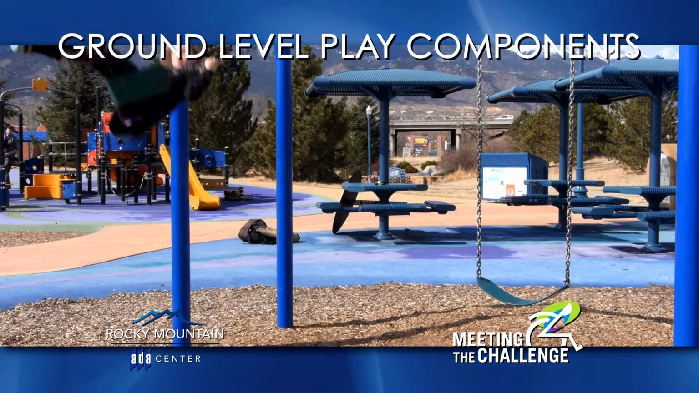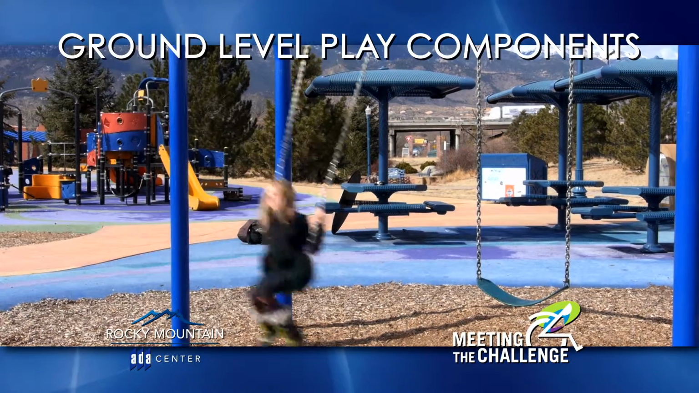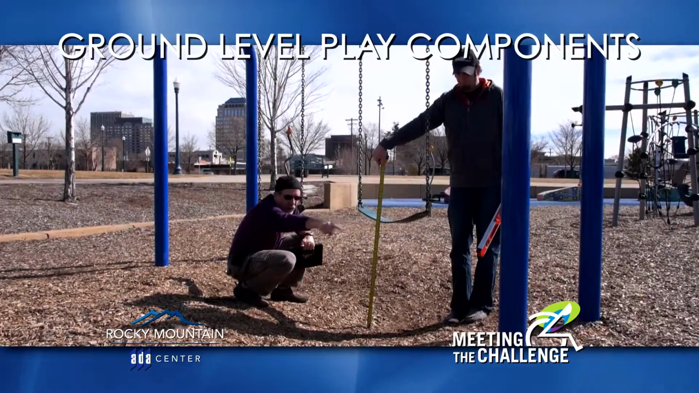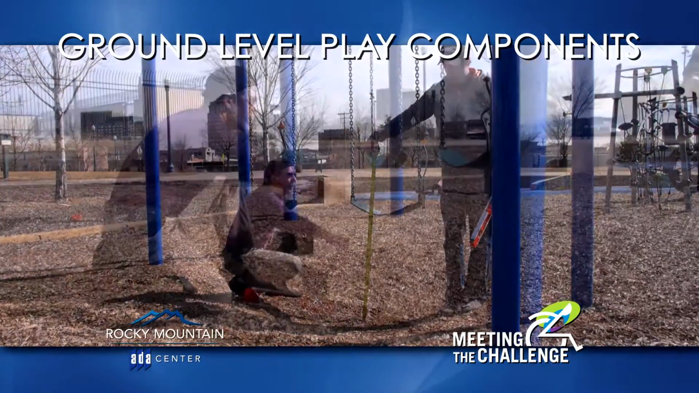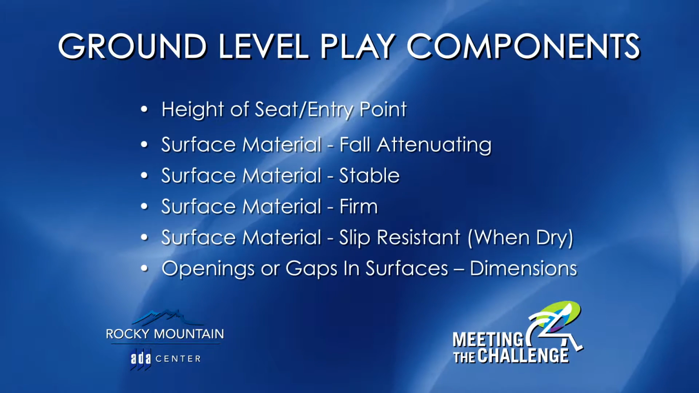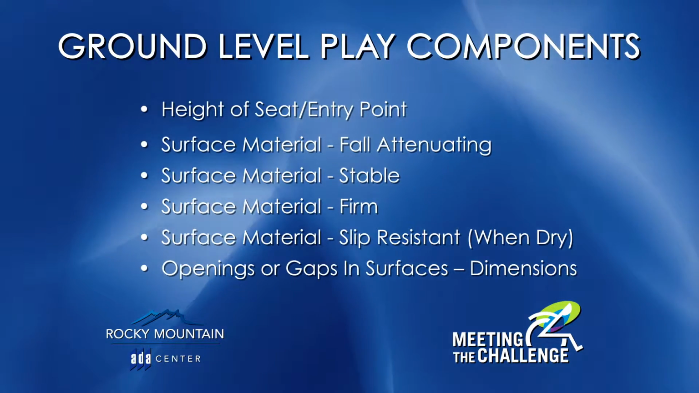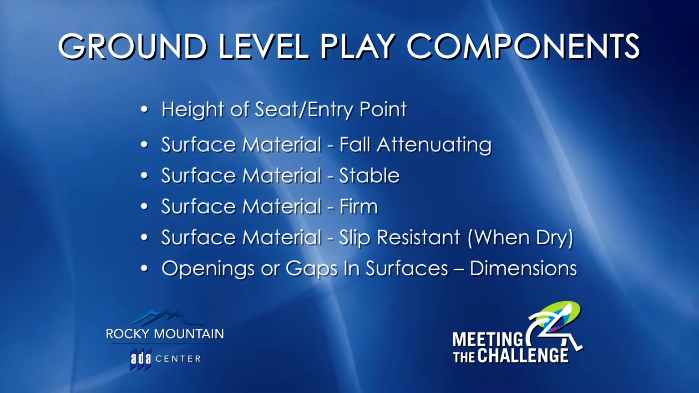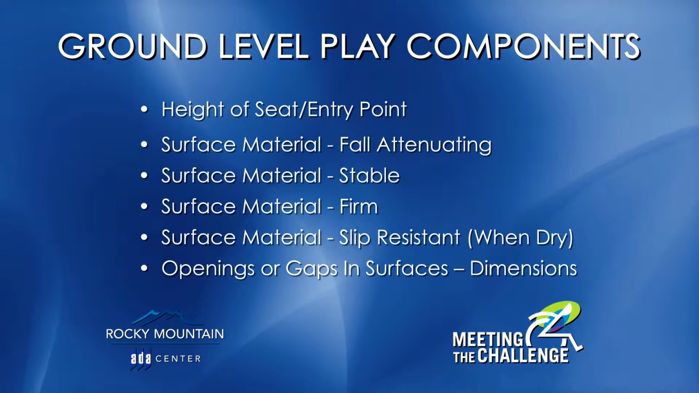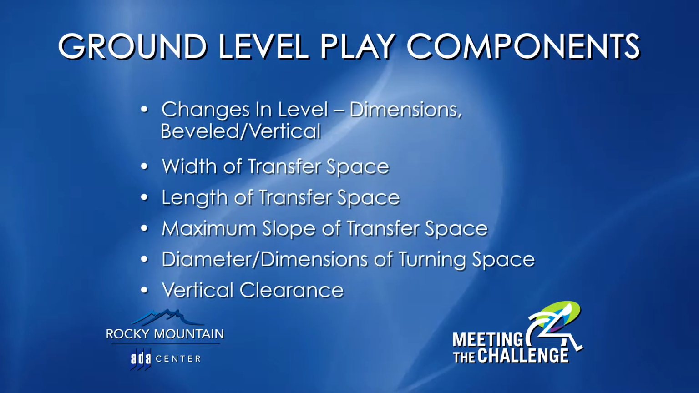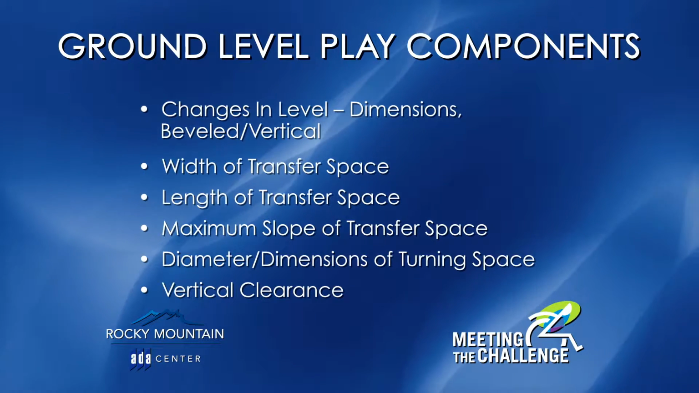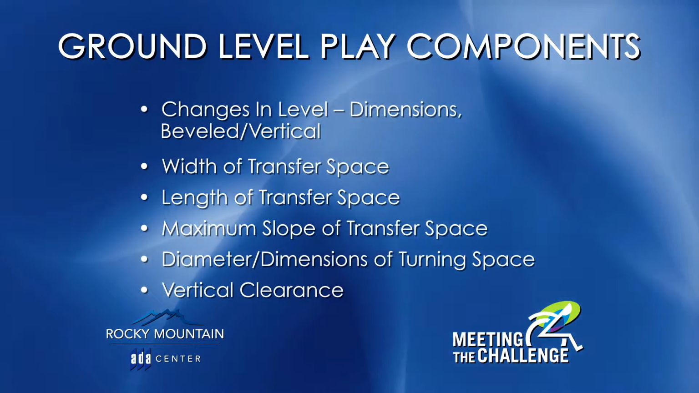A girl swings while men measure the ground beneath the swing set. Ground level play components. Since at least one of each type of ground level play component must be on an accessible route, have compliant transfer space, turning space, and an entry point at a compliant height, it is necessary to determine which, if any, ground level play components are accessible. For those that are, the attributes that must be observed or measured include height of seat entry point, surface material, fall attenuating surface material, stable surface material, firm surface material, slip resistant surface material, openings or gaps in surfaces, changes in level, width of transfer space, length of transfer space, maximum slope of transfer space, diameter dimensions of turning space, vertical clearance.